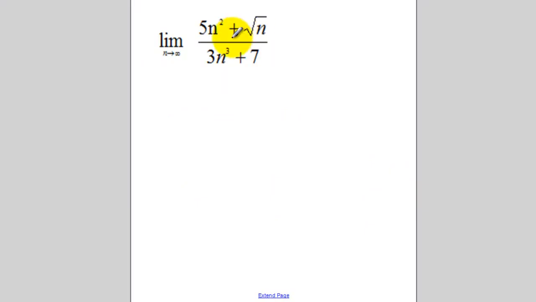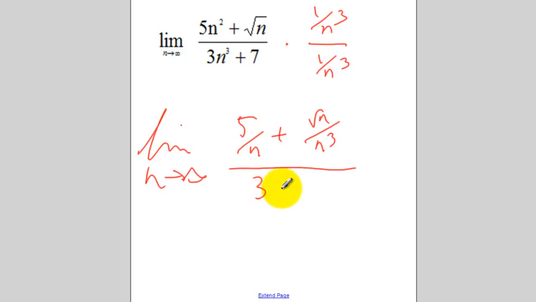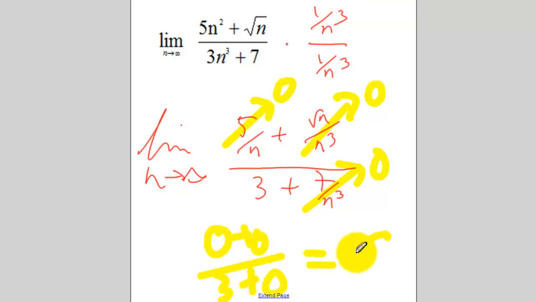Something like this now too, we can do something similar and multiply by 1 over n cubed over 1 over n cubed. So we get the limit as n goes to infinity of 5 over n plus the square root of n over n cubed all over 3 plus 7 over n cubed. Now in this case we see that all three of these terms go to 0. And we end up with just basically 0 plus 0 over 3 plus 0, and that just equals 0. So we get 0 for a limit there.